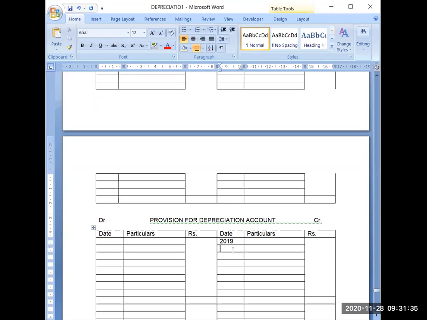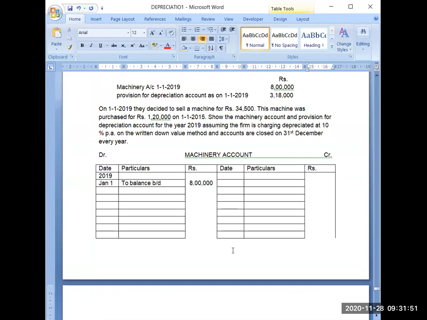2019, Jan 1, by balance brought down 3,18,000. On 1st January 19, they decided to sell a machine for rupees 34,500. So we have sold one machine, and we have sold it on the very first day of the year. Because we have sold it on the very first day of the year, no depreciation will be charged for this machinery in this particular year.